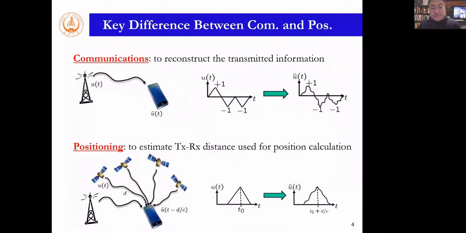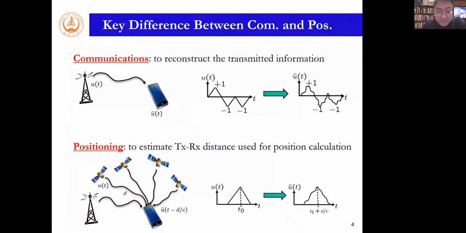Next, let's have a look at the key difference between communication and positioning. In short, the goals of the two systems are different. For communications, we need to reconstruct or recover the transmitted information, because that is the most important thing we want to do in this kind of system. For instance, here we have a transmitter, or base station, and a mobile station somewhere. The transmitter is transmitting a sequence of bits, like plus one, minus one, minus one. After passing through the wireless channel, the received signal is somehow distorted. And what we want to do in the communication system is to recover what we transmitted. This is the core part of the system.